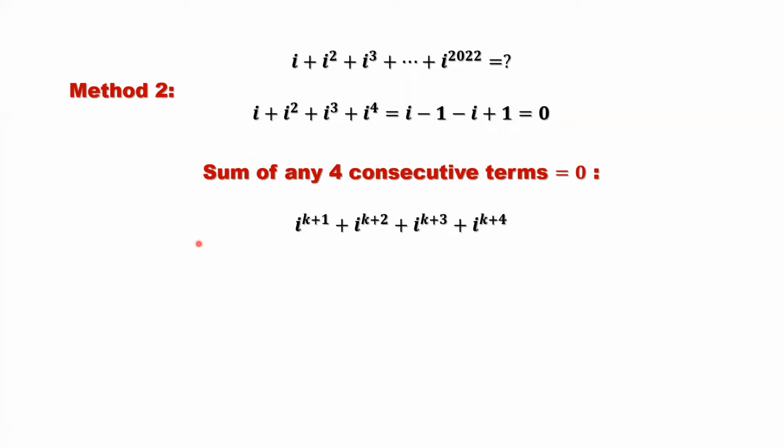Here's the simple proof. Take 4 consecutive terms. This is the sum, and k can be anything. We can factor i to the power k out. The first part gives you i to the power 1, second that's i squared, and so on. This second part we already derived; that's 0. So the whole sum is 0. We proved the sum of any four consecutive terms equals 0.